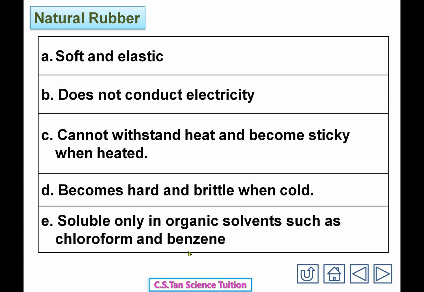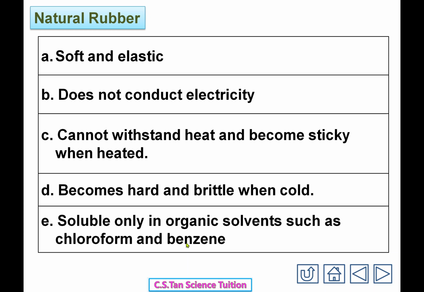So natural rubber is actually organic. That is why it dissolves only in organic solvents, for example chloroform and benzene. But what do we mean by chloroform and benzene? Can you give an example?